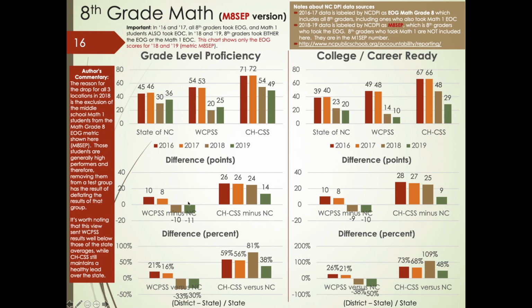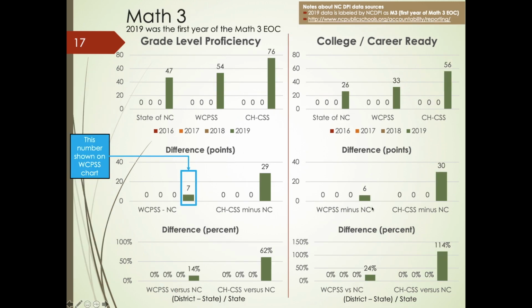An interesting thing to see here is Wake County's number in that particular population: now our difference numbers are negative. So when we compare to the state, we are below the state on this Math 8 SEP number. Again, these are 8th graders taking 8th grade math, not taking Math 1. So these numbers are below the state in comparison. Same for college and career ready; we see the same phenomenon there.